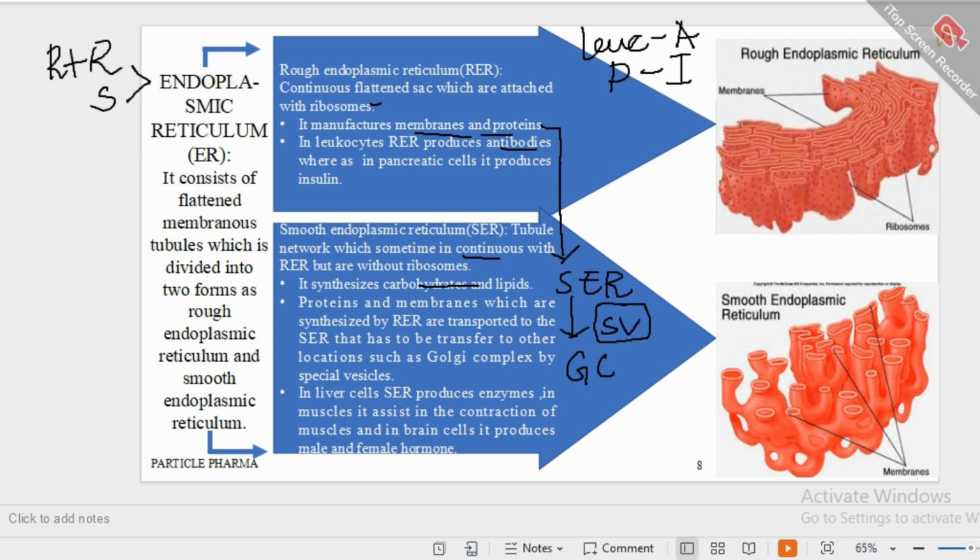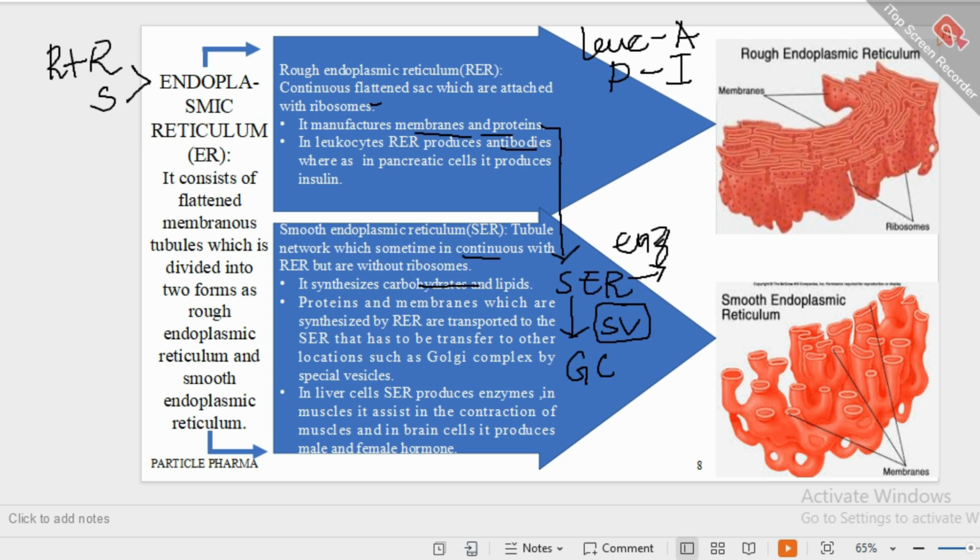Rough endoplasmic reticulum in leukocytes produces antibodies, and in the pancreas it produces insulin. In the smooth endoplasmic reticulum of the liver, it is producing enzymes which help in digestion. So if digestion is not proper in an organism or in a patient, it means the smooth endoplasmic reticulum of liver cells is getting affected.